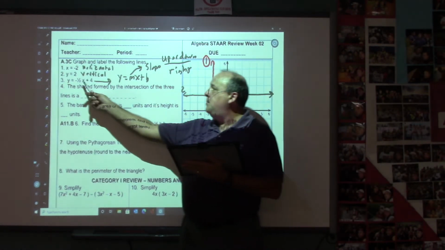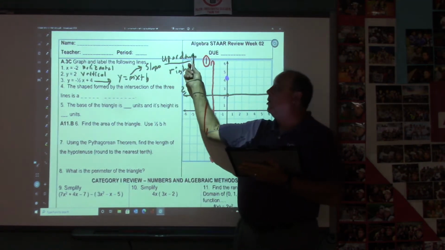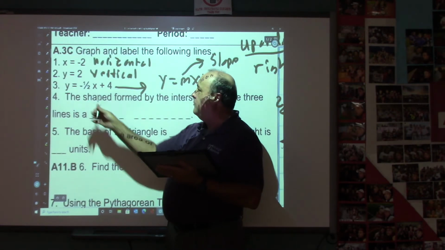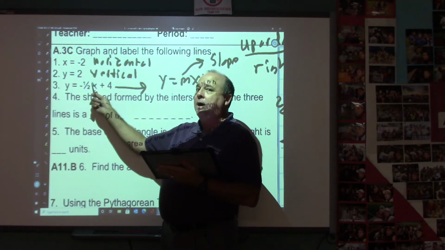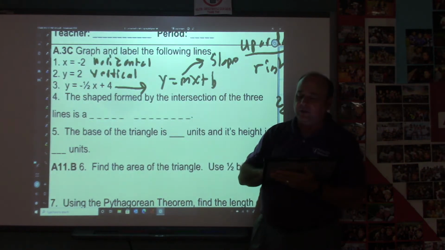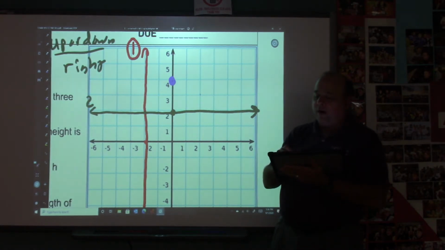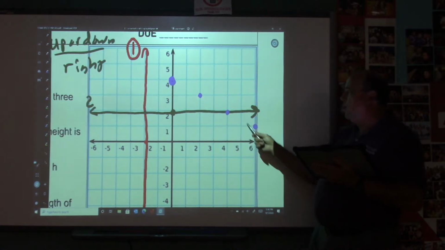And then our slope is -1/2. Since it's negative, I won't go up, I'll go down, and I'm going to go to the right. So this slope right here, this -1/2, means down 1, right 2. That will be my constant rate of change. So from this dot, I'm going to go down 1, right 2, down 1, right 2, down 1, right 2.